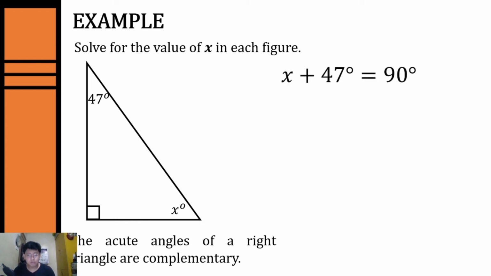So we will use the equation x plus 47 degrees is equal to 90 degrees. So let's solve. Let's transpose 47 degrees to the other side of the equation. X is equal to 90 degrees minus 47 degrees. Simplifying that, we have x is equal to 43 degrees.